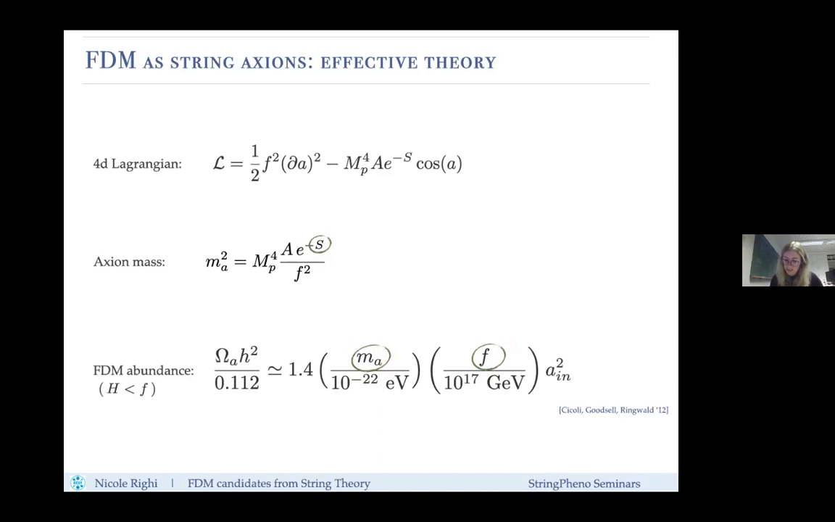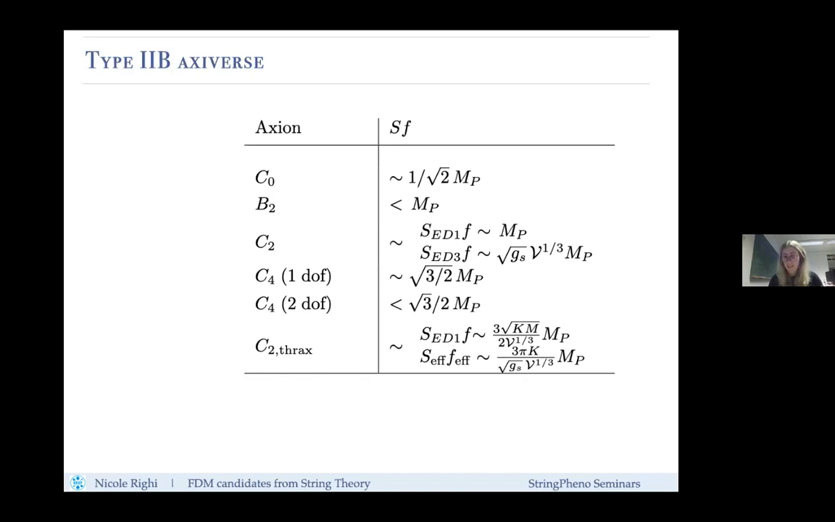So, as I said, we are interested in particles that can basically saturate the weak gravity conjecture bound. And so we are interested in axions that have the biggest possible f times S value. So we work in the type IIB axiverse. So we take type IIB, we compactify it on a Calabi-Yau threefold with O3 or O7 orientifold planes. And this is my axiverse.